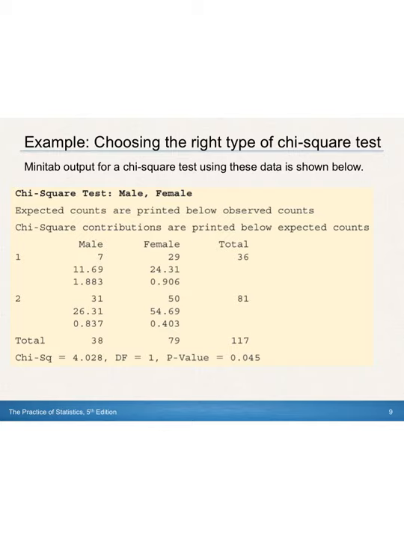So here we have the chi-square test, and they did indeed do a test for independence. The chi-square was a 4. The degrees of freedom was 1 because there's a 2 by 2 table, and then our p-value is 0.045.